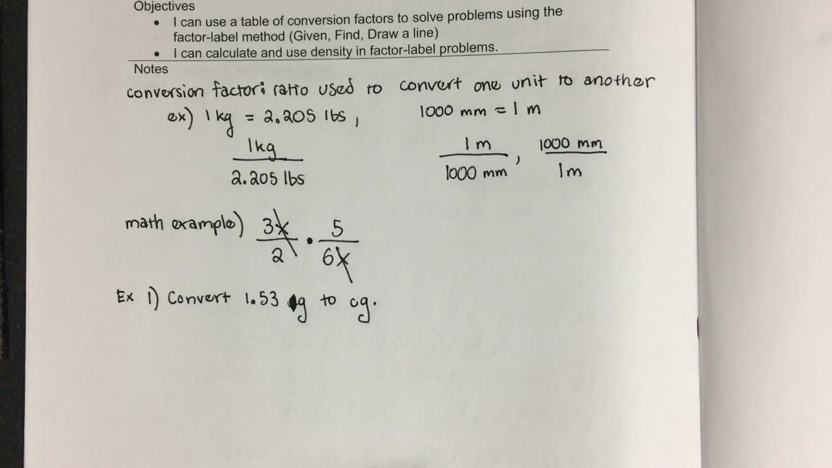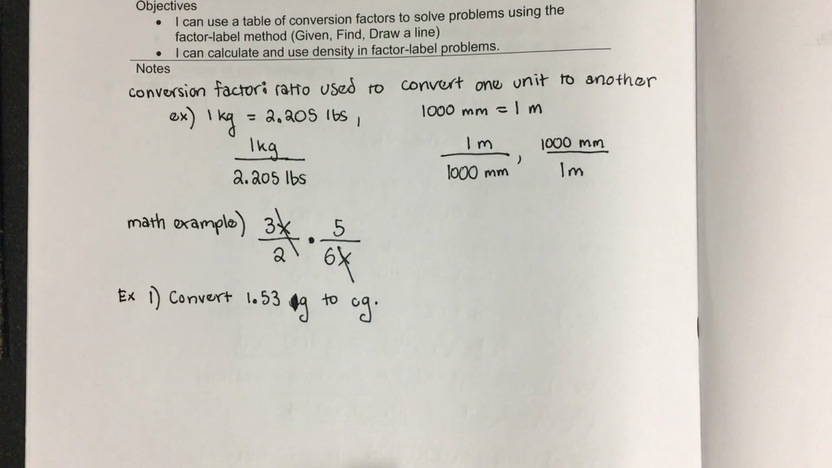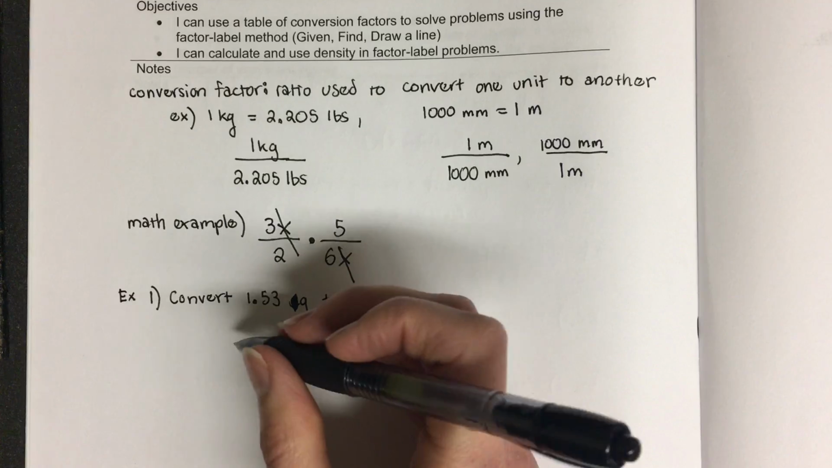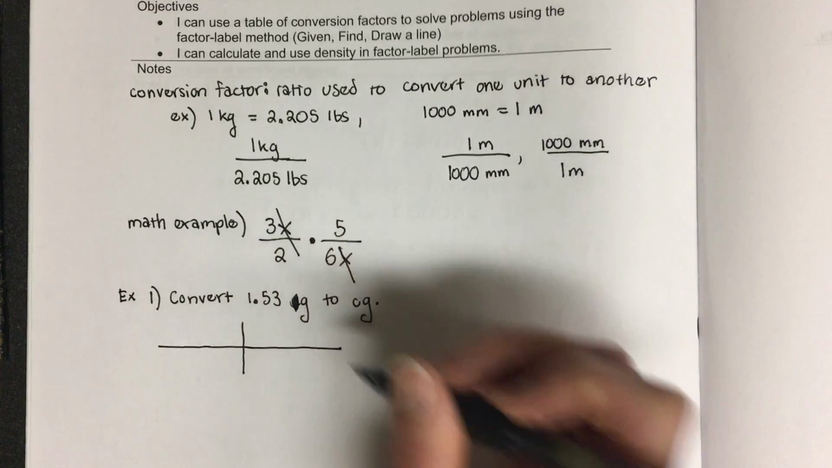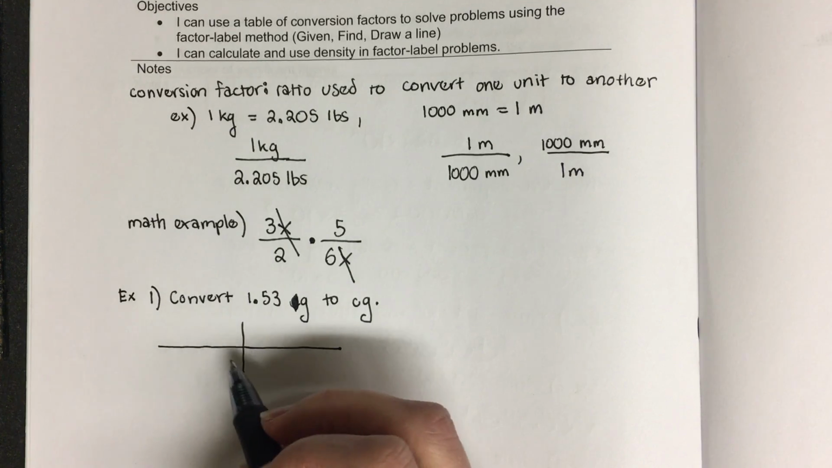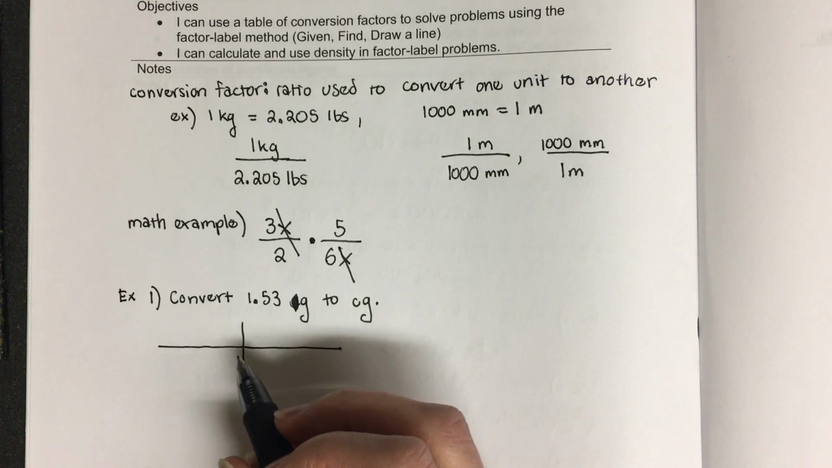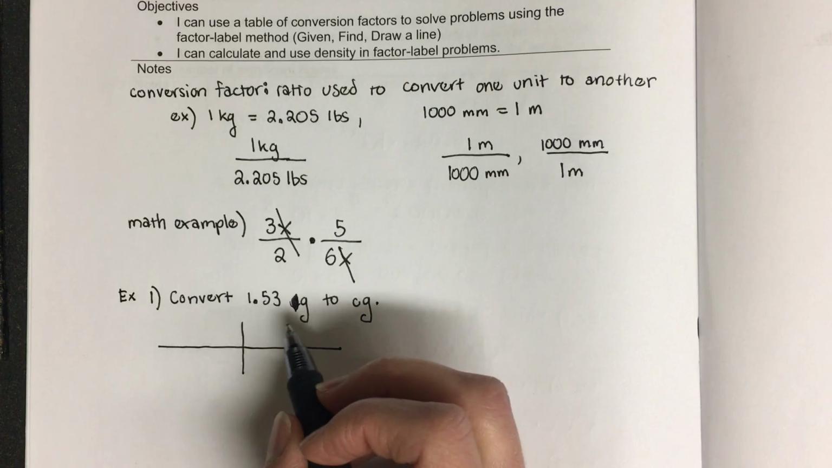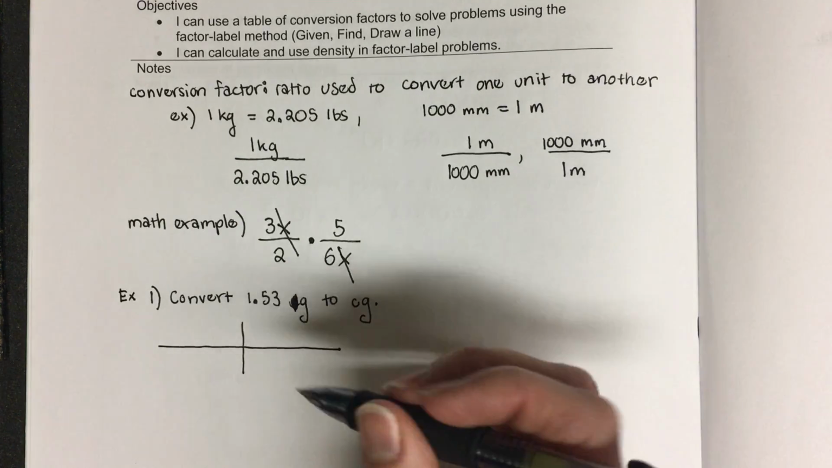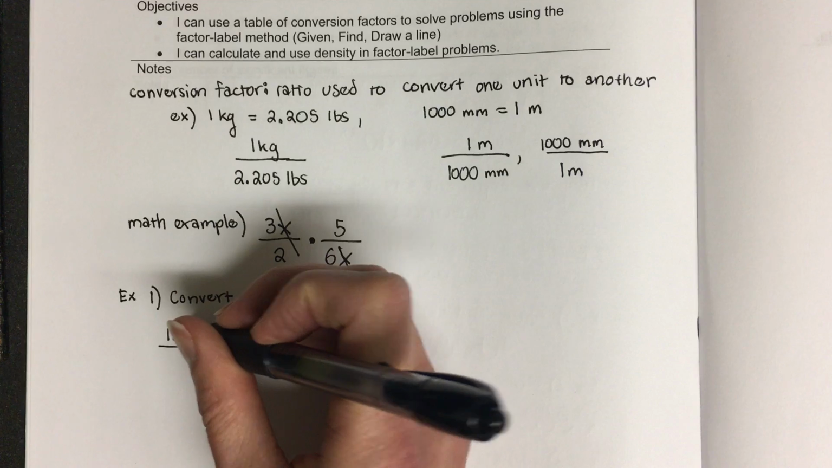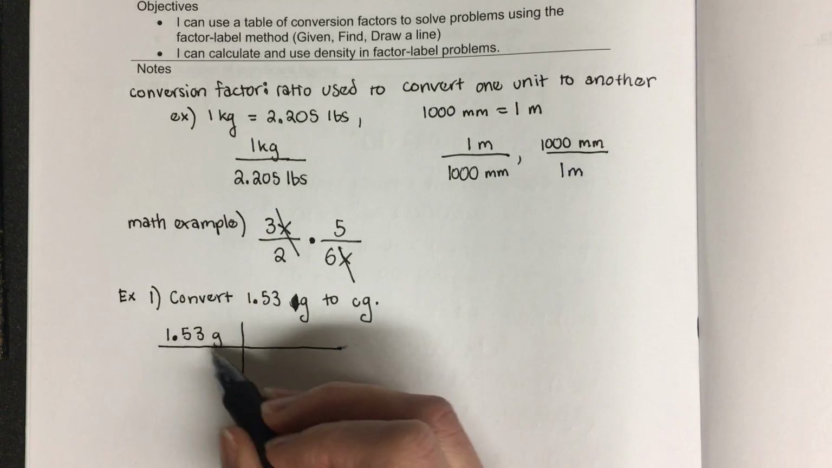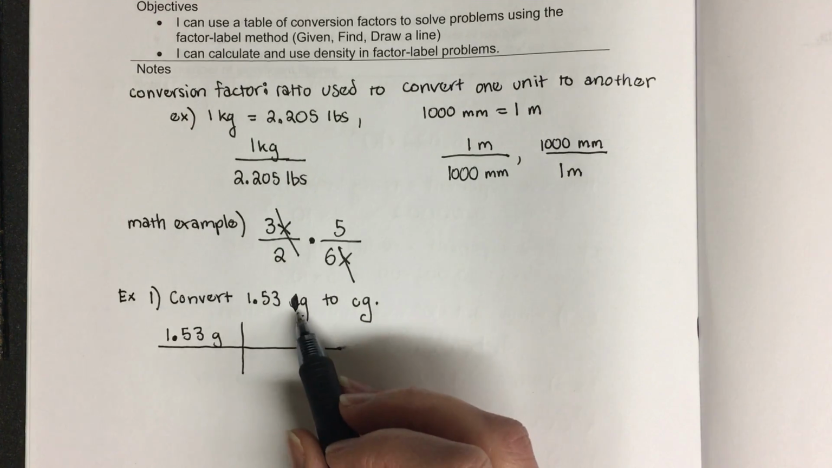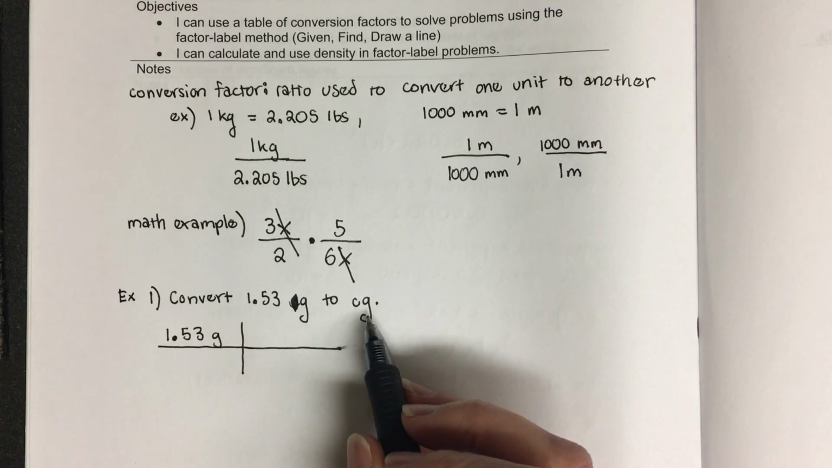Okay, so when we do these problems, it's best to set up a grid. And our grid's going to be pretty simple for this problem. Some of them will get a little bit more complicated. But what we're going to do is we're going to put the number that they gave us in the top left corner of our grid. Okay, so that's just straight from the problem, 1.53 grams. Now my goal is to change that from grams to centigrams.